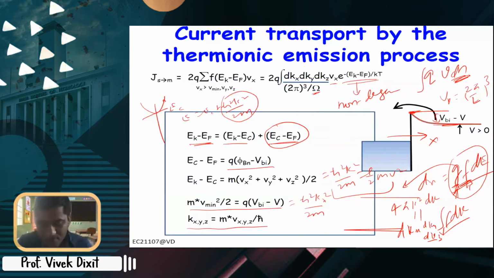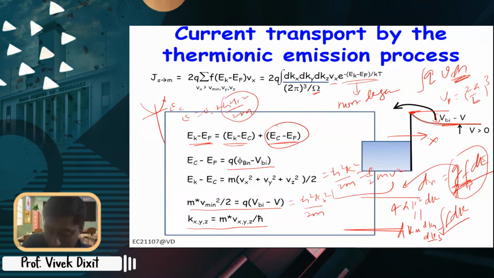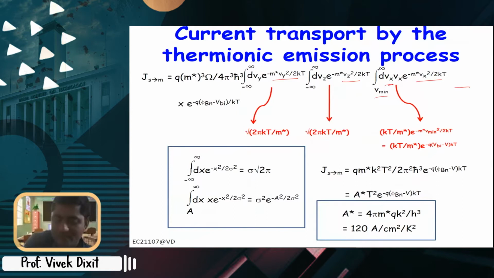Okay, now what we do, we break down this component, exponential E minus EC, so that you can write it for x, for y, for z. For x, this vx will appear. For y and z, there is no such component because current is in x direction. Then your limit should be the minimum velocity to infinity. Actually this is at minus v, but the integral will be the same if you use the limit v minimum to infinity, assuming x is pointing from right to left.